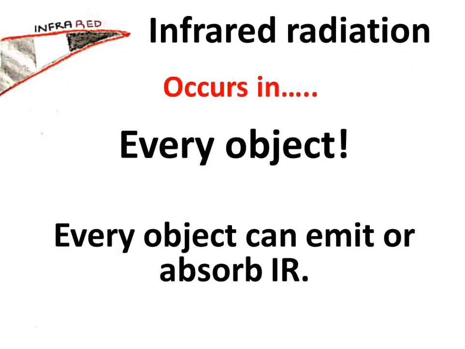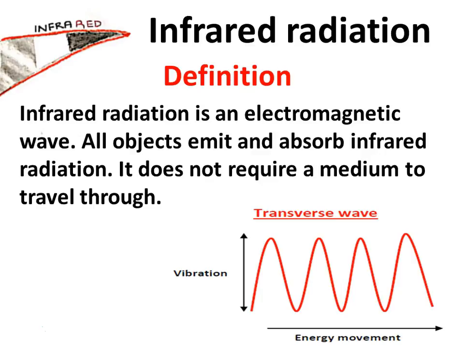Infrared radiation actually occurs in every single object. Every object can emit and absorb infrared radiation, and it does. It's actually an electromagnetic wave. All objects, like we said, emit or absorb infrared radiation. It doesn't require a medium to travel through. That's a really special thing about it. It can travel through a vacuum. So all objects will eventually lose their heat through infrared radiation. Things like vacuum flasks will lose their heat. It won't stay the same temperature forever.